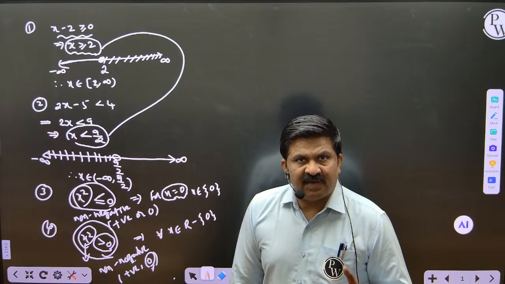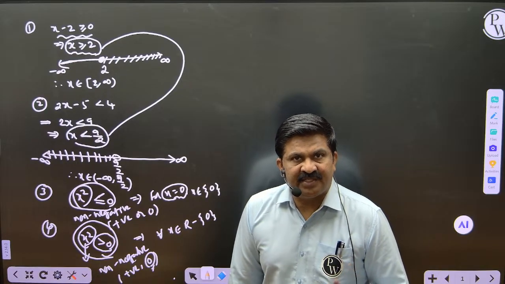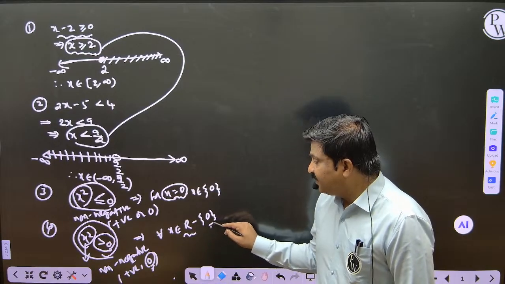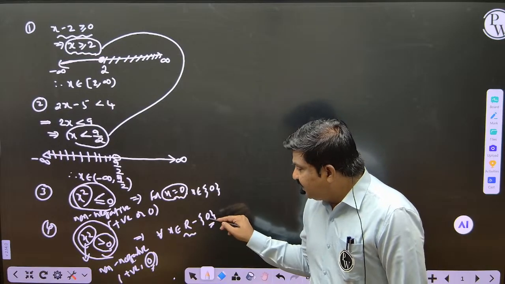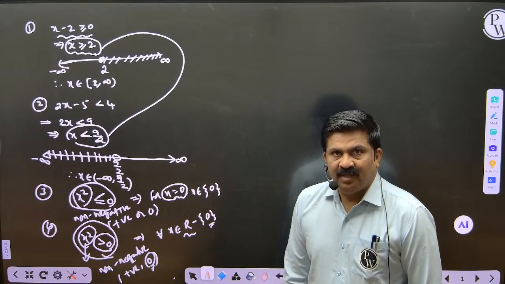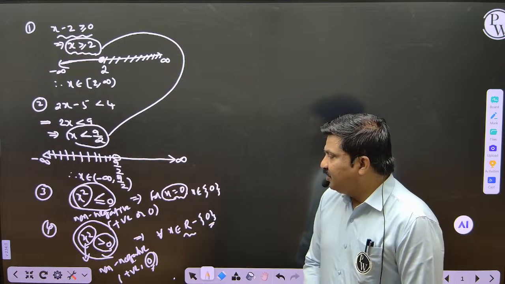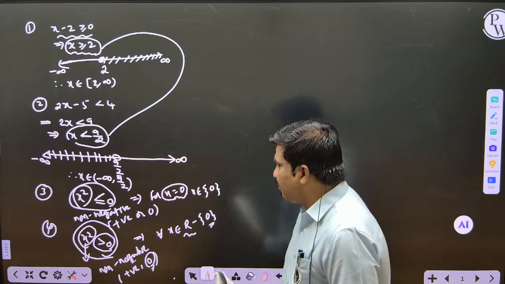For what values of x is x square greater than 0? For all real values except 0. Why? At 0 its value is 0. But 0 is not given here, or not. That's why you delete this 0 part here.